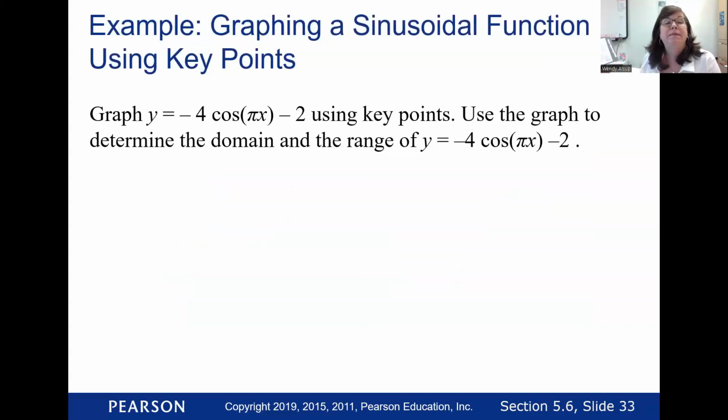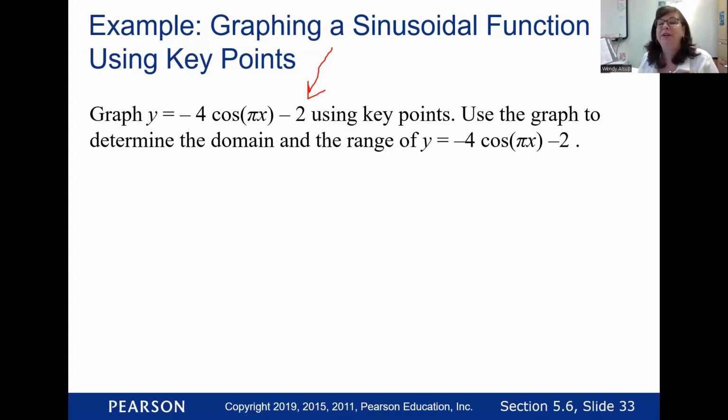How about -4 cosine pi over x minus 2? All right, now do you remember from Math 110 what the -2 outside of it does? That's going to pick it up and move it up and down the y-axis. So now we have an amplitude of 4, but it's going to be flipped upside down, right?